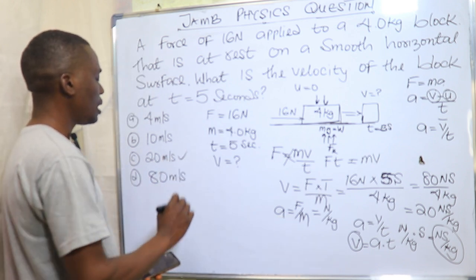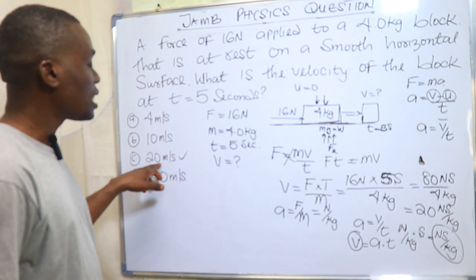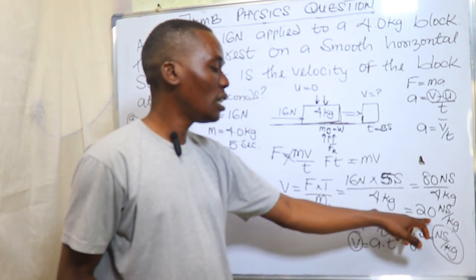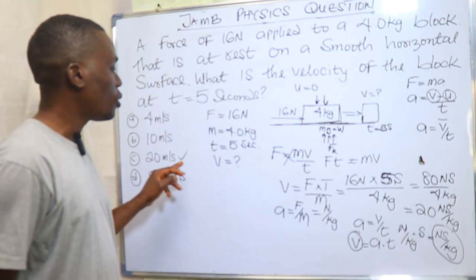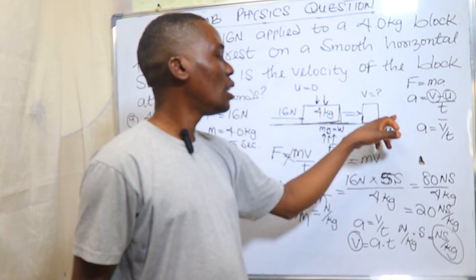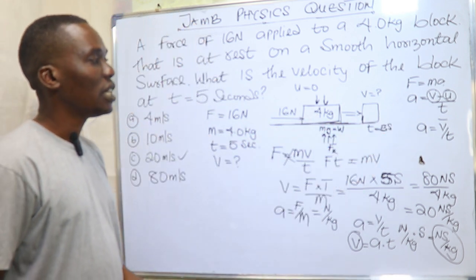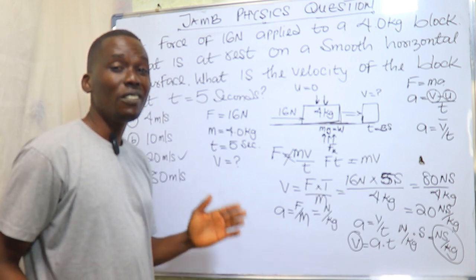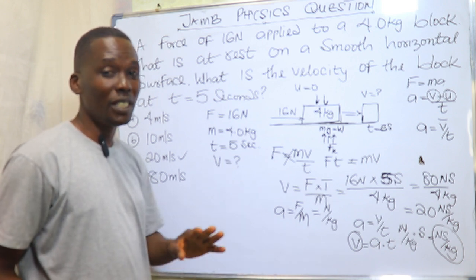Our answer na 20. So the answer to this question na 20 meter per seconds will be the velocity we go take this object to move from here to here in 5 seconds. So you see, this na physics made very easy.